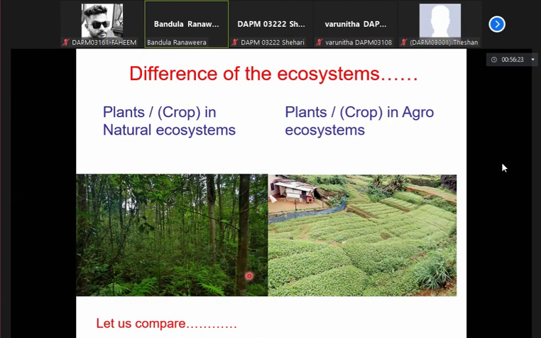Now, in these two systems, in which system do we observe pests, and in which system we don't observe pests? Or do we have pests in both ecosystems? The natural ecosystem doesn't have pests, but agro ecosystems have many pests and diseases. Right.